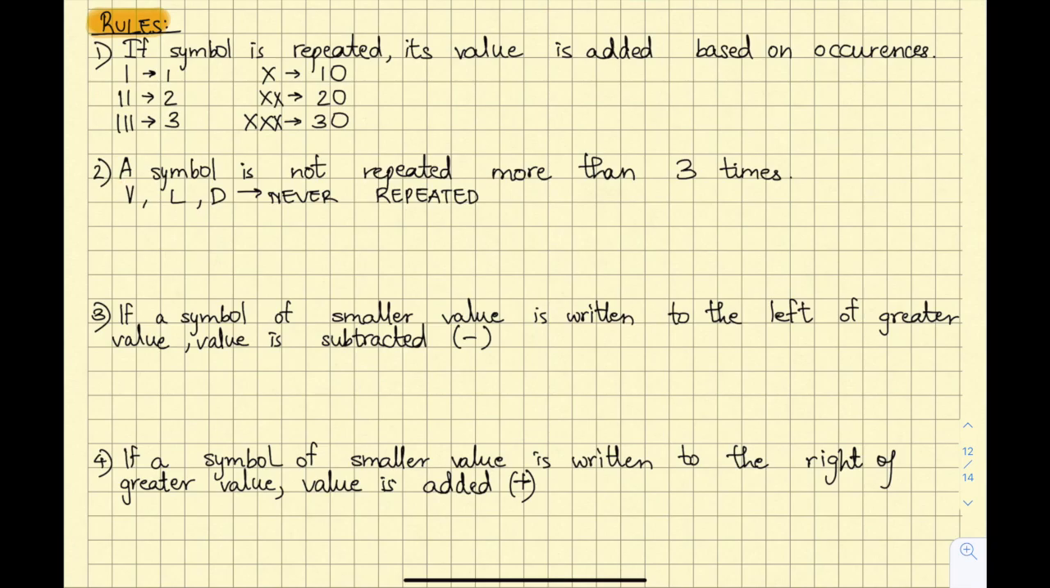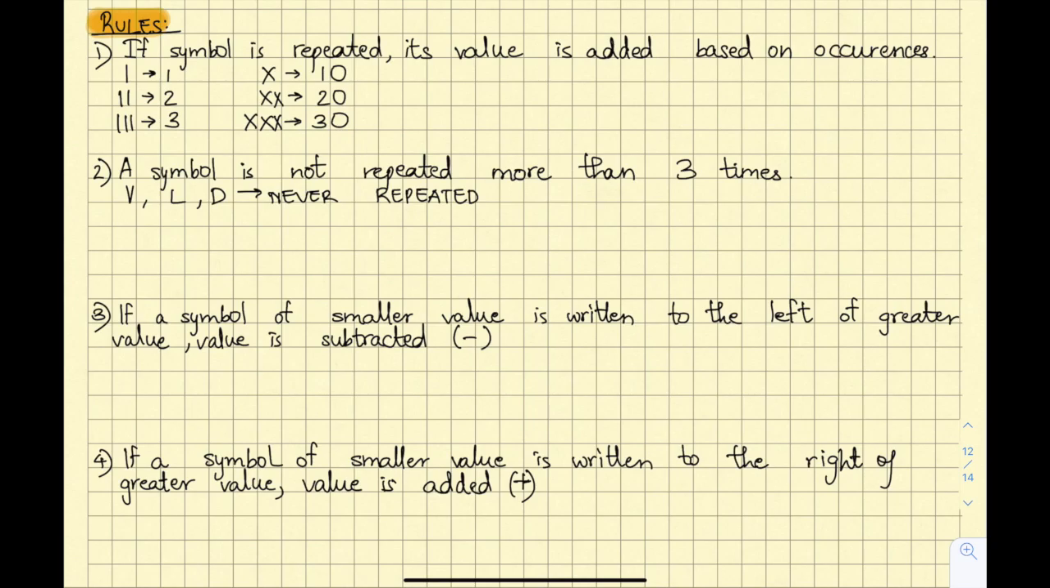Rule number 2 says a symbol is not repeated more than 3 times. So the symbols of I and X you cannot repeat more than 3 times. After that, the other symbols, V for 5, L for 50, and D are never repeated. All of these, V, L, and D, are never repeated.